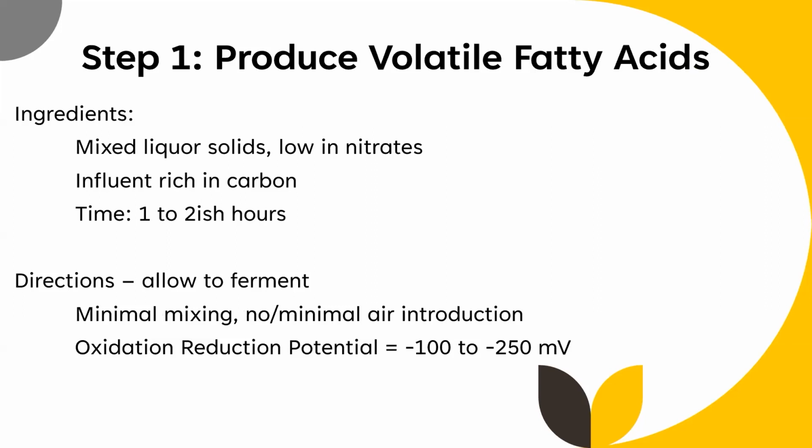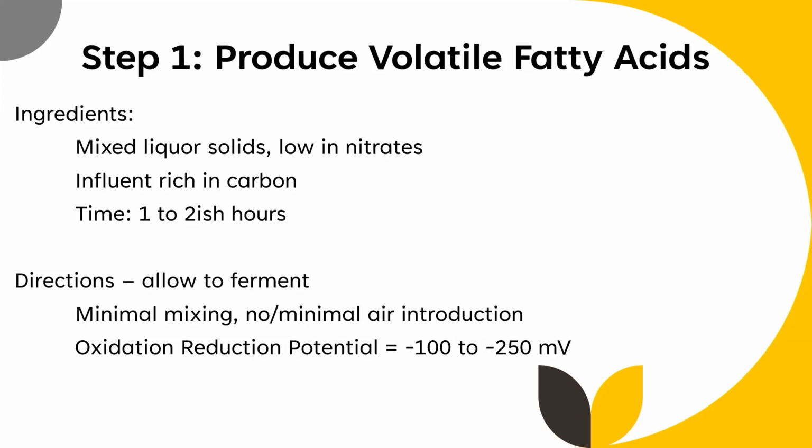So for phosphorus removal, your first step is the production of volatile fatty acids. The ingredients you need here are mixed liquor solids, so your return activated sludge, and they need to be low in nitrates. You need influent rich in carbon, and you need time, maybe 1 to 2 hours.